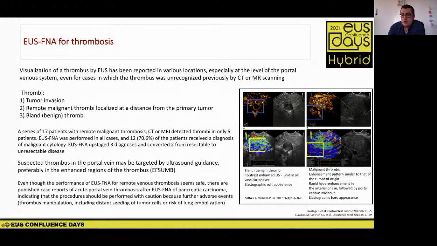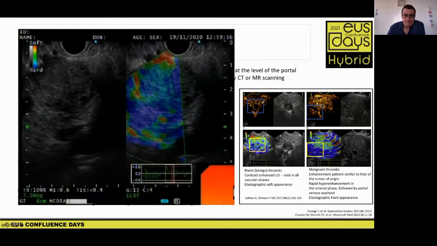And of course, contrast-enhanced ultrasound or elastography can help. If it is a tumor thrombosis, we expect it to be hard, blue in other words. If it is a benign, normal, bland thrombosis, you see that it's mainly green. What about our case? Indeed, the decision is a little bit difficult. This is the elastography of the thrombus. It looks, let's say, green, but the biopsy is totally malignant.